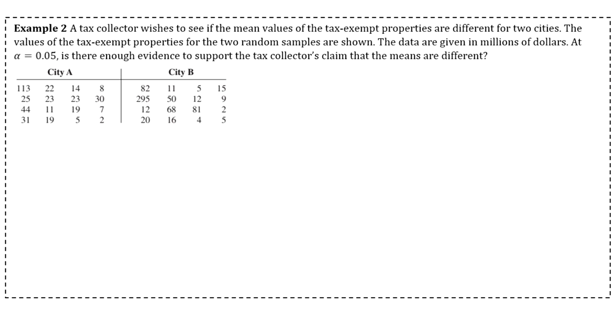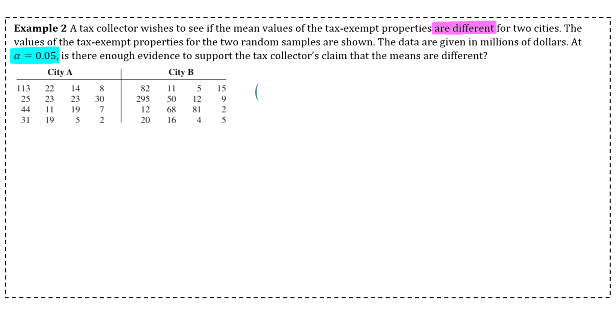Okay, let's do one more example. Example 2 says that a tax collector wishes to see if the mean values of the tax-exempt properties are different for two cities. The values of the tax-exempt properties for the two random samples are shown. The data are given in millions of dollars. Alpha is 0.05. Is there enough evidence to support the tax collector's claim that the means are different?